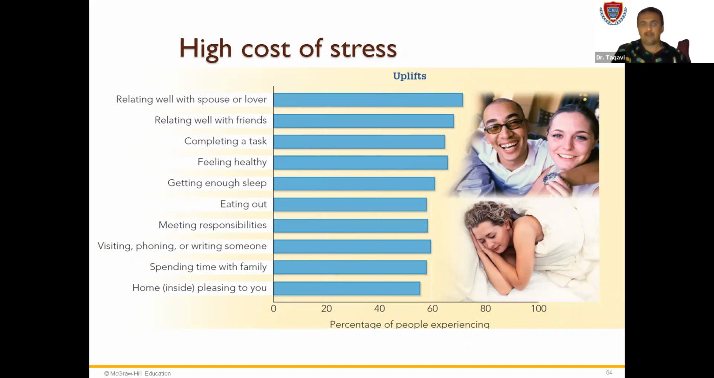You can see, for example, relating well with a spouse or lover, about 80% of people experience a release of stress when you have a good relationship with the lover or spouse. Or relating well with friends, if you have a good time with your friends, about 70% of people have reduced stress. They can use it as a stress-reducing strategy, relating with their friends and having a good time with them.